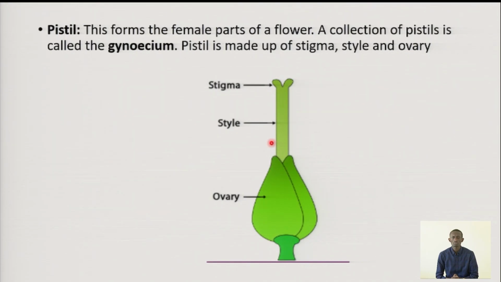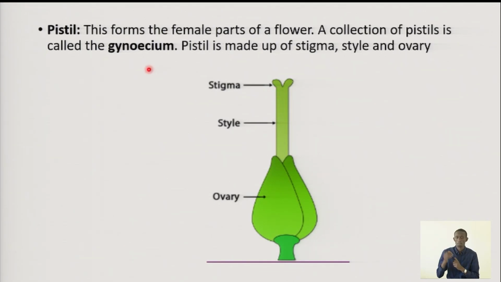Then this is the pistil, which is made up of 3 main parts: stigma, style, and ovary. Inside the ovary we have ovules. Then the style holds the stigma in proper position. Inside the style we have seen we have the pollen tube for transporting pollen grains to the ovary. And then the stigma has the sticky substance for receiving pollen grains from anthers.